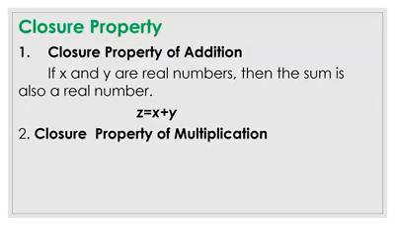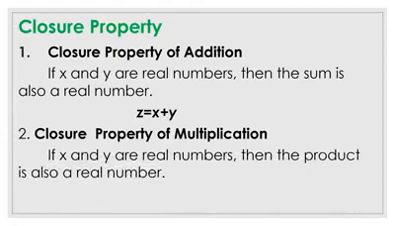Another, we have the closure property of multiplication, wherein it is stated that if x and y are real numbers, then the product is also a real number, wherein we have z equals x times y. The closure property gives the assurance that the sum or the product of any two real numbers is also a real number.